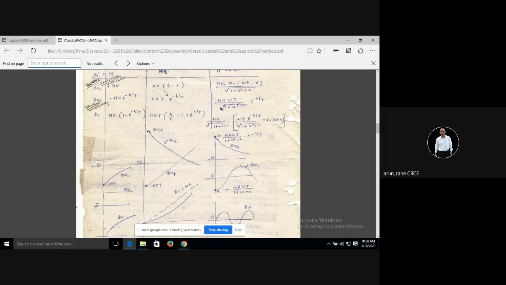Now look at this theta O1, that is the steady state response. Now when t is equal to 0, what will your response be? Minus hkt, that is this minus hkt. Correct? And then it will be a straight line. This is not an exponential. This is going to be a straight line.